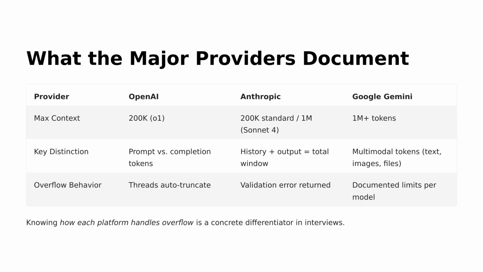Here's what the major providers actually document. OpenAI distinguishes between prompt and completion tokens, with models like o1 supporting up to 200K. Anthropic frames the limit as conversation history plus output, typically 200K, with up to 1 million on Sonnet 4. Google Gemini documents 1 million plus tokens and counts multimodal inputs like text, images, and files. The key interview takeaway is how each platform handles overflow differently.